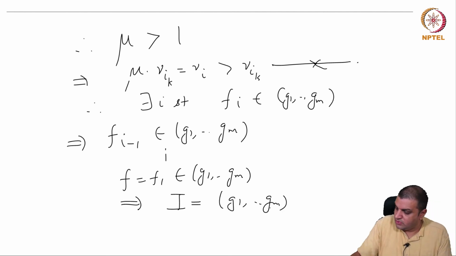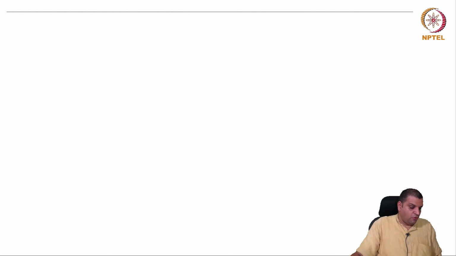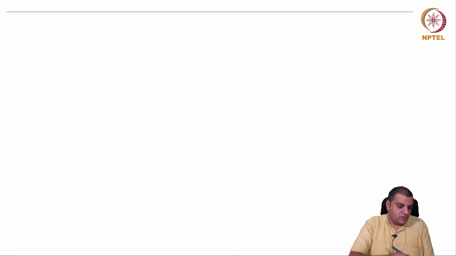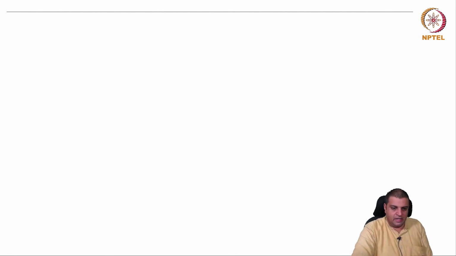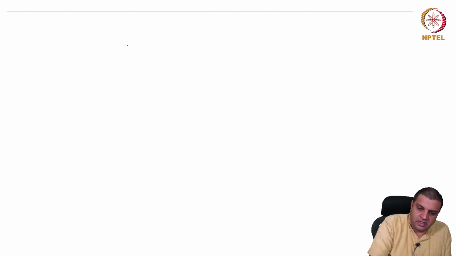So this is the proof of the Hilbert basis theorem that we do using this idea of monomial orders, initial ideal, etc. So this is the end of this lecture.